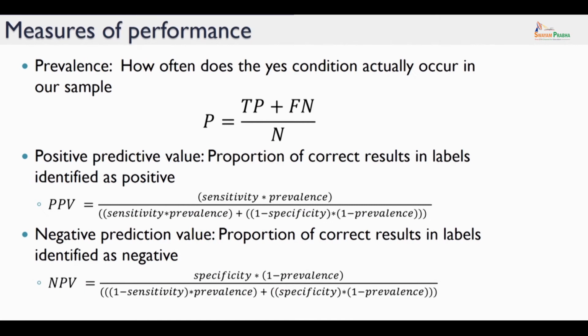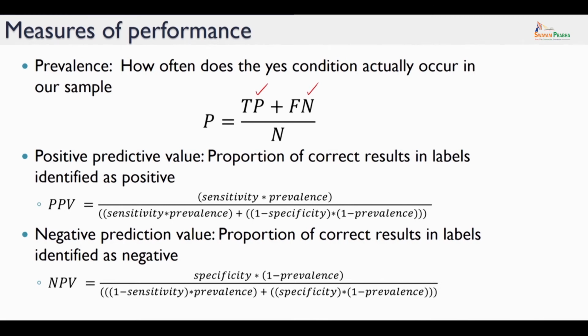Then there are other measures. There is a measure called prevalence, which talks about how often the condition actually occurs in our sample. So, how many positive labels are there in total in our sample. True positive is a positive label, and false negative is also a positive label, because the prediction was negative, but that is false. So, the true condition is actually positive. That divided by the total number in the sample space will give you the prevalence.